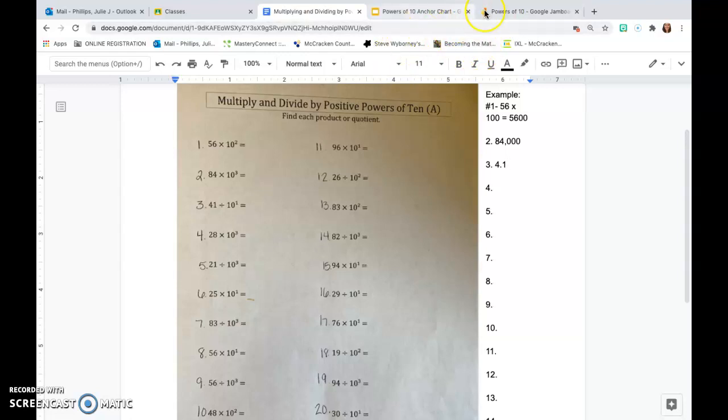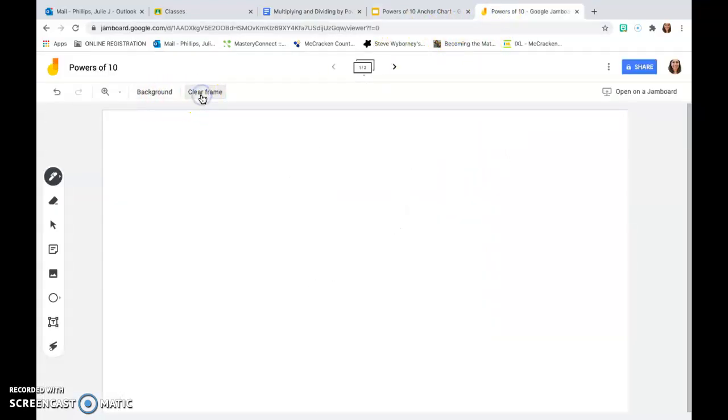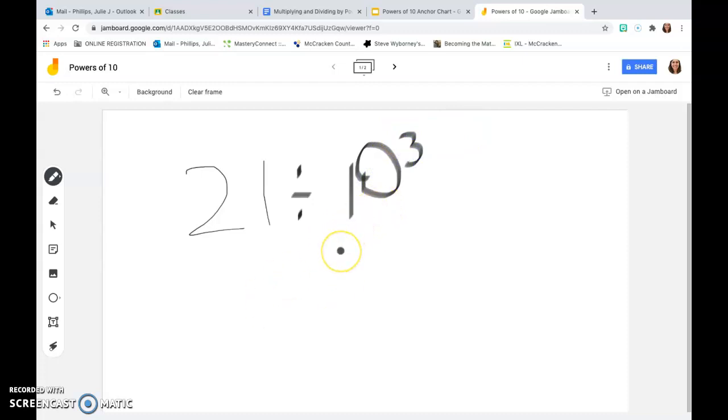Let's do number 5 so that we can look at another division one together. So number 5 is 21. Now I'm going to switch to a thicker marker so you guys can see my divided sign a little better. Divided by 10. I like that. It kind of looks like a little water. 10 to the third. So remember, 10 to the third means 10 times 10 times 10. That would be 1,000. So I'm dividing 21 by 1,000.